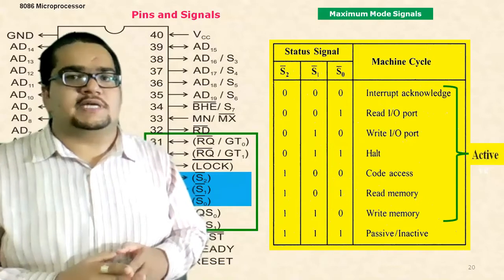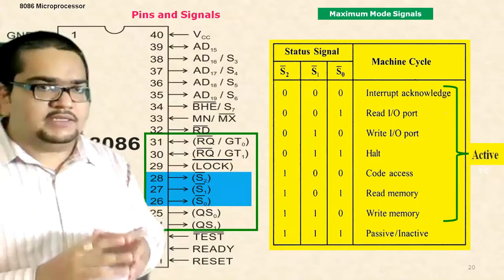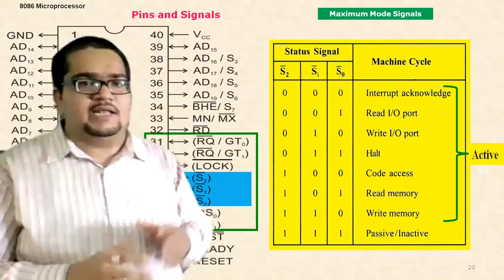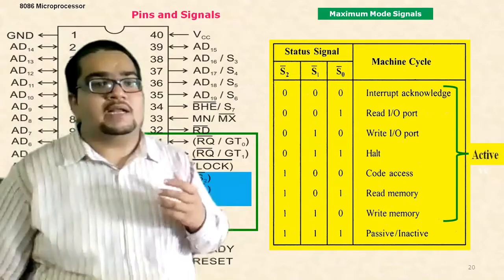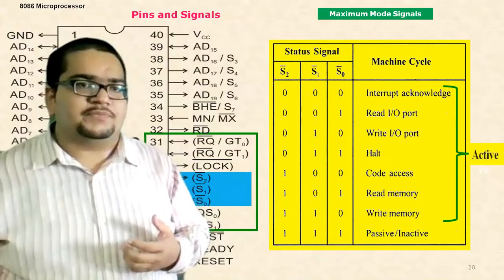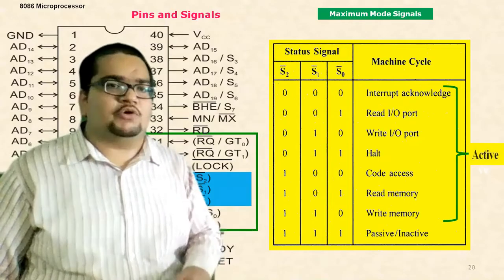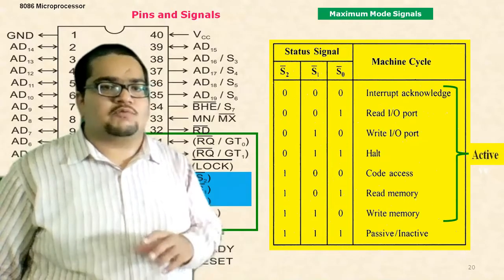So that is about the status lines. These pin numbers you can check out, 26, 27 and 28, the status lines, and their combinations, how they are decoded by the bus controller. The bus controller will see them and decode accordingly what the processor wants to do.